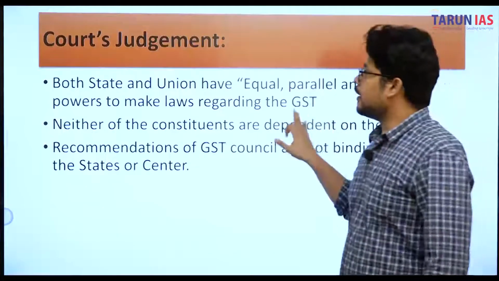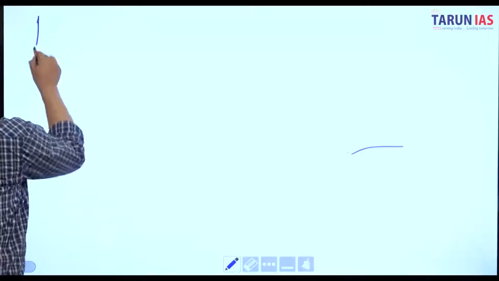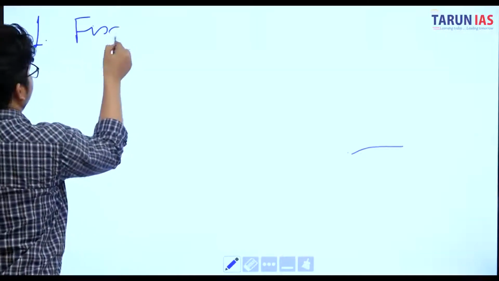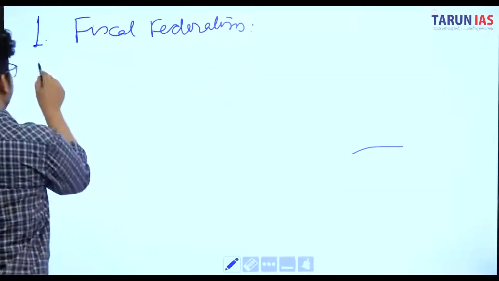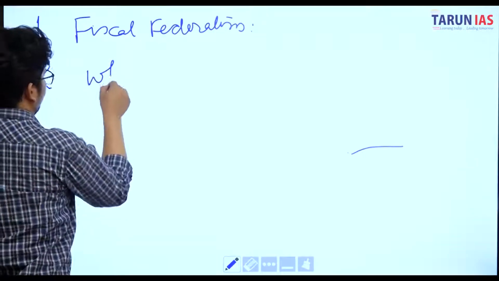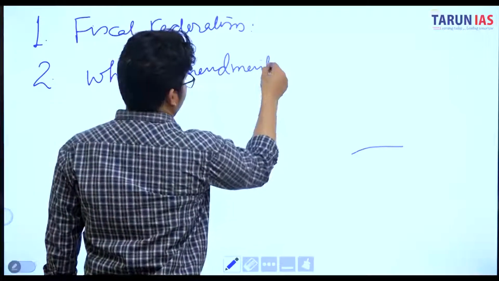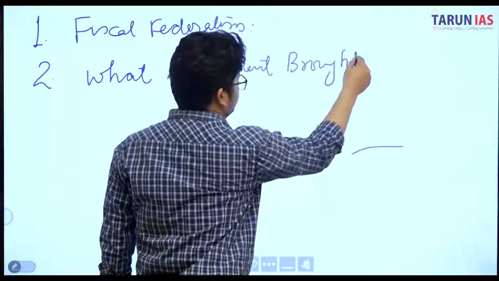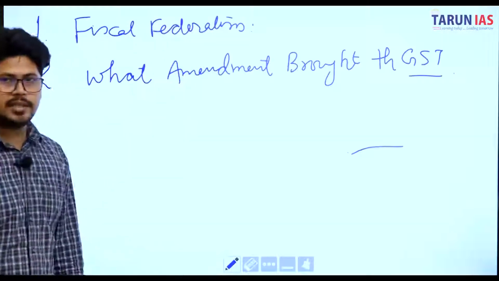I hope you understood this, and now I will jot down the points that you have to look for from the prelims perspective. Of course, the whole topic we discussed was from a mains perspective as well as a prelims perspective. So here, important is fiscal federalism. Second important point is what amendment brought the GST in India?